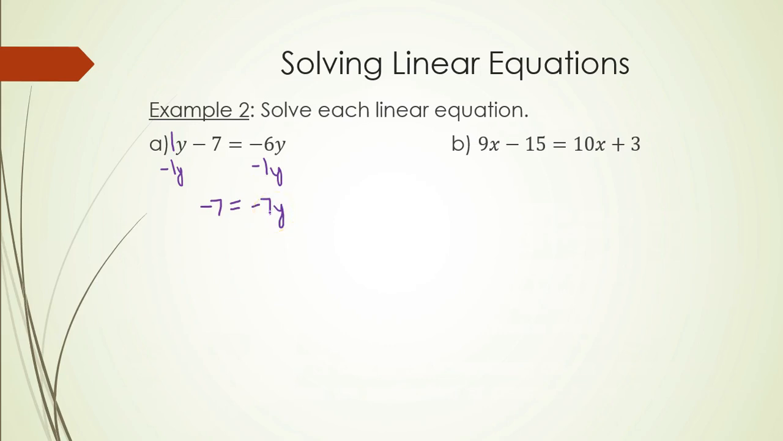Your goal is to get y by itself, but you're multiplying by negative 7. You have to undo multiplication, meaning you need to divide both sides by a number. Since you're multiplying by negative 7, divide both sides by negative 7. This gives you 1 equals y, which is the same thing as saying y equals 1.